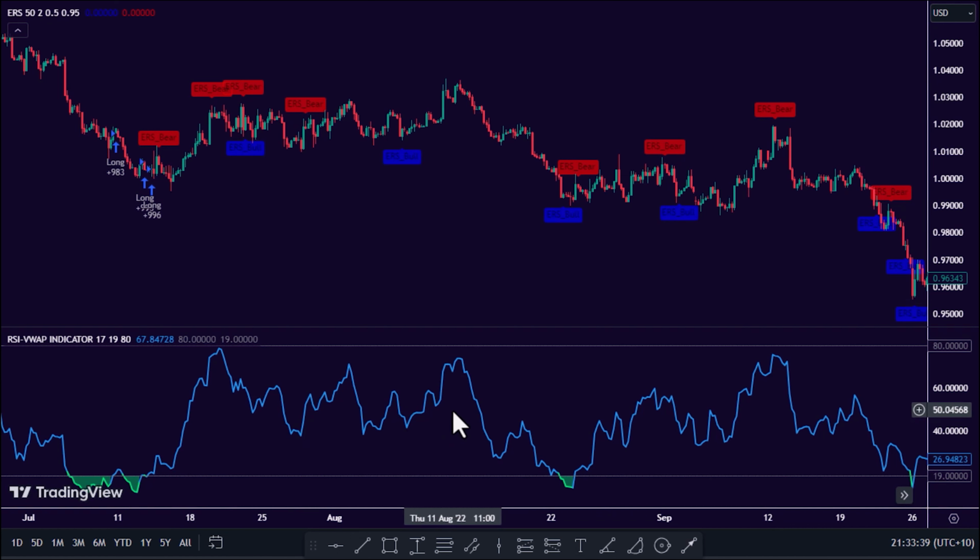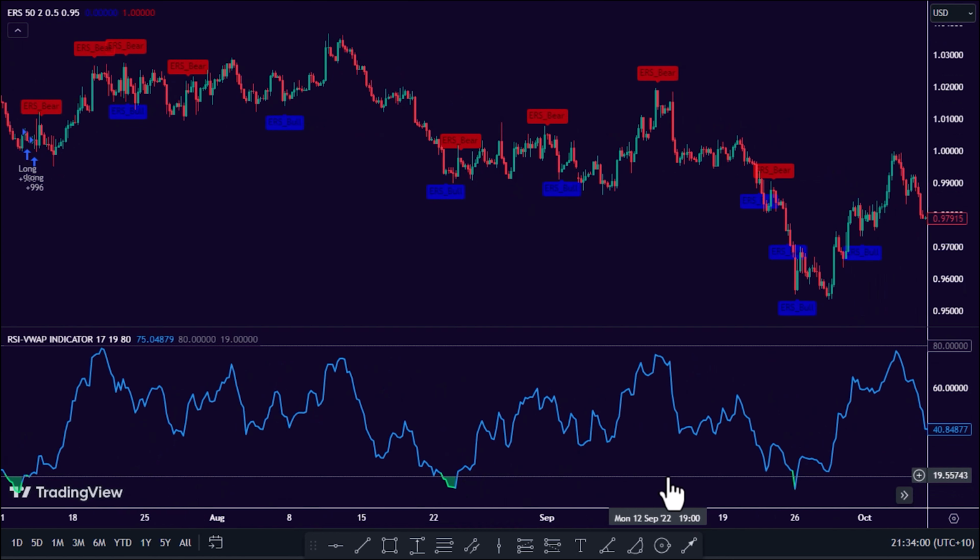RSI, Relative Strength Index. The RSI is a momentum oscillator that measures the speed and change of price movements. It oscillates between 0 and 100, providing insights into overbought and oversold conditions. A reading above 70 suggests overbought conditions, while a reading below 30 indicates oversold conditions.